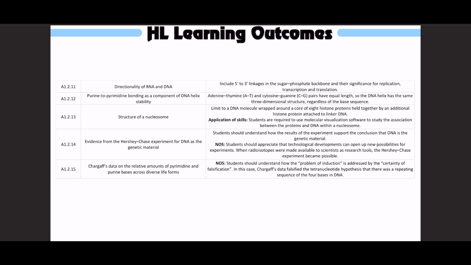And finally, we explored how the prevailing notion of a tetranucleotide hypothesis, that being how all the DNA bases would be in a repeating 1-to-1-to-1-to-1 ratio, was ultimately falsified using Chargaff's experiments using chromatography. And in this way, we were able to further explore the true nature of how knowledge is built within science, i.e. inductive reasoning, and how things aren't proved, but rather they can be supported or falsified.